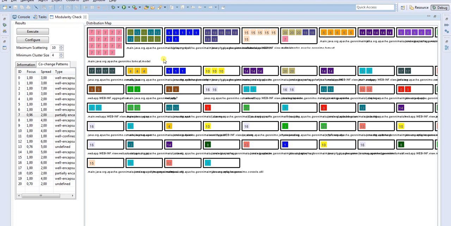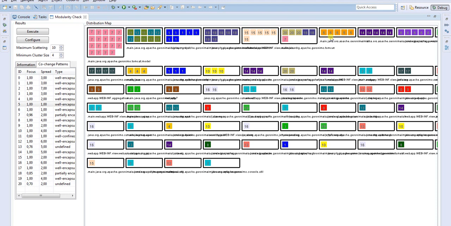Let's now see another type of pattern, cluster number 5, which is well encapsulated. Its focus is 1, its spread is also 1, and here we have cluster number 5. Cluster number 5 touches the whole package mail. This means that these classes usually change together and these classes are confined in the same package. So this package is well modularized.